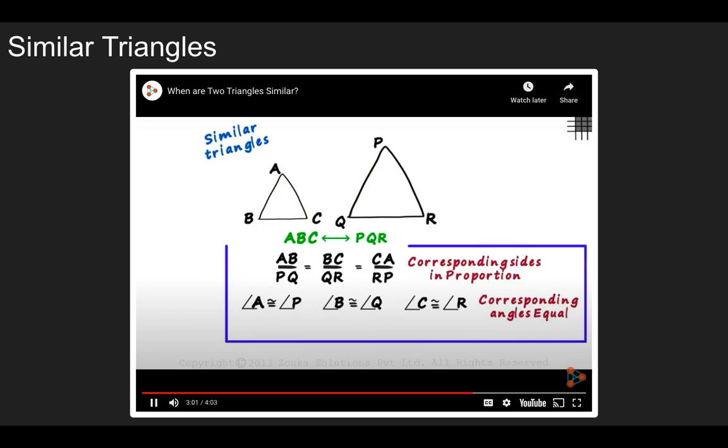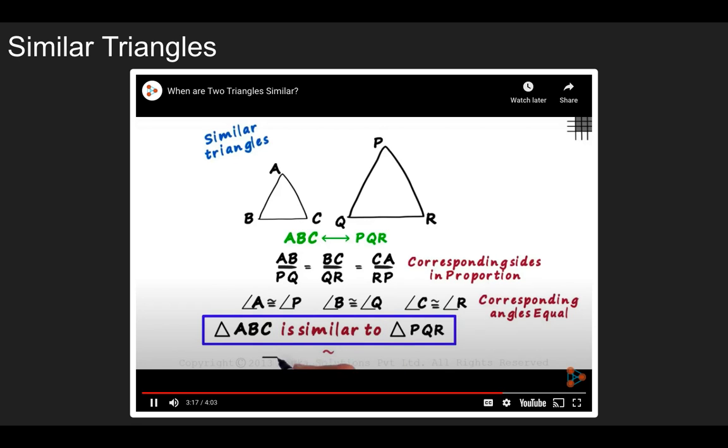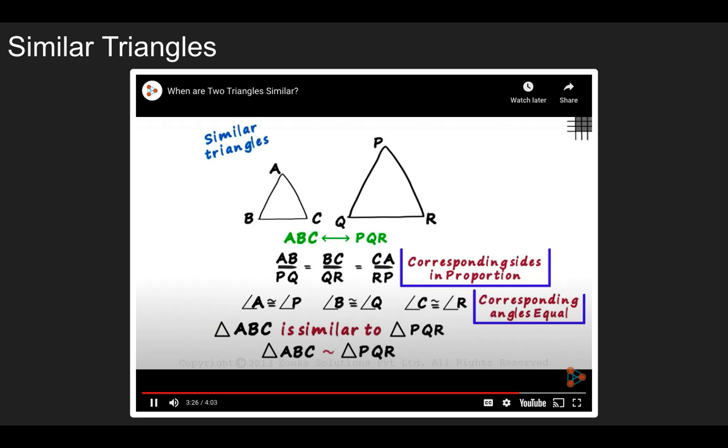So we can deduce all this when we are given that two triangles are similar. Here, we were given that triangle ABC is similar to triangle PQR. Is similar to can be replaced with this sign. So this can be read as triangle ABC is similar to triangle PQR. Actually, it also works the other way around. If we were given either of these conditions, we can say that the triangles are similar. Remember, either of the conditions.